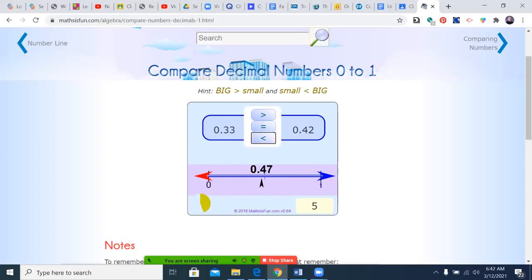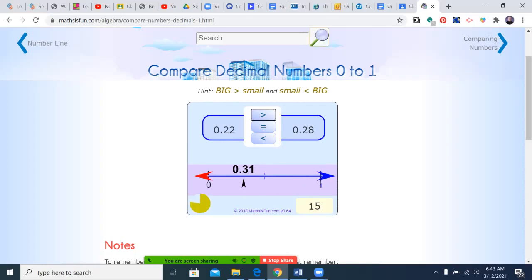Now we have a 0.3 and a 0.4. We're going to focus on that tenths. 3 is less than 4. So 33 hundredths is less than 42 hundredths. Now in this one, 9 is greater than 6 in the tenths place. So I would go right there.